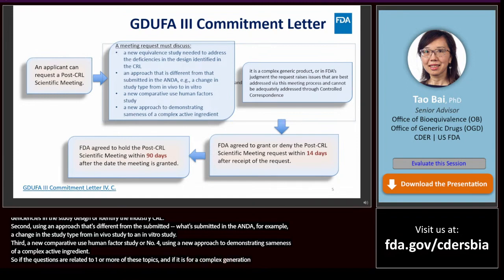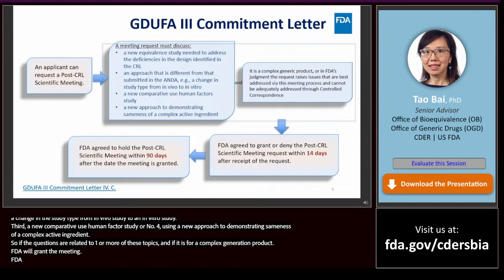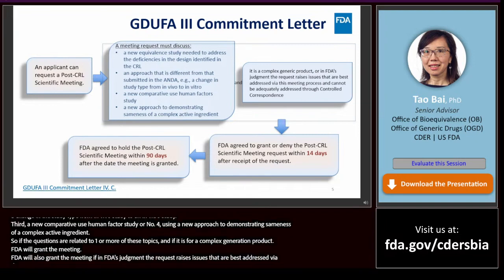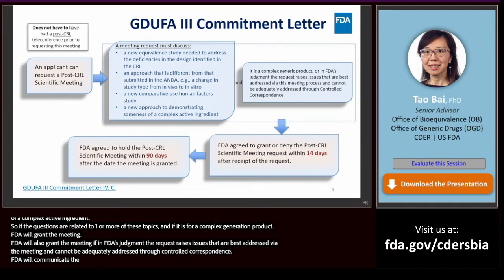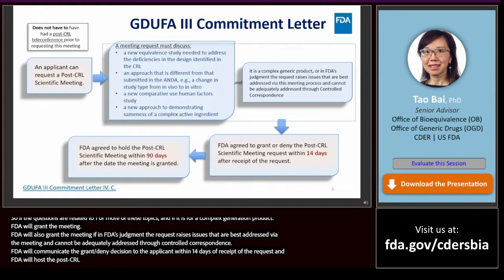FDA will also grant the meeting if in FDA's judgment the request raises issues that are best addressed via the meeting and cannot be adequately addressed through controlled correspondence. FDA will communicate the grant or denial decision to the applicant within 14 days after the receipt of the request, and FDA will hold the post-CRL scientific meeting within 90 days after the meeting is granted.